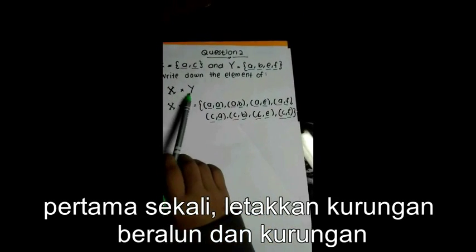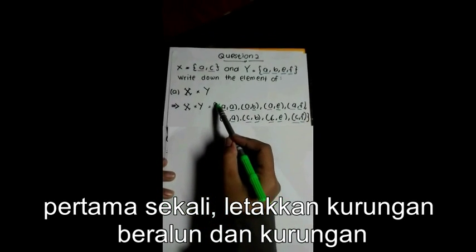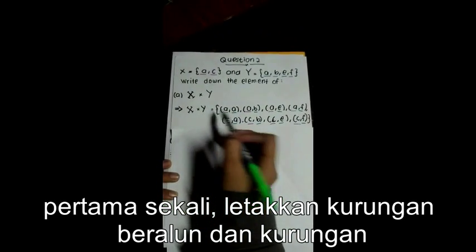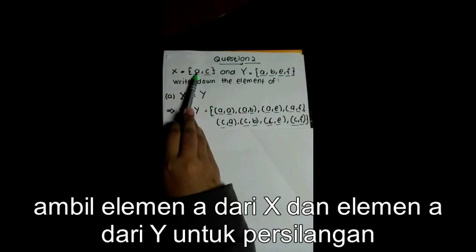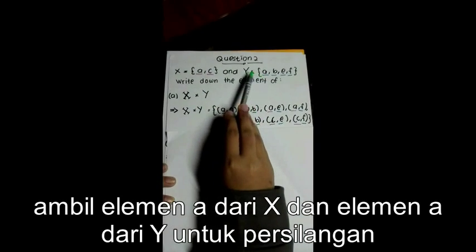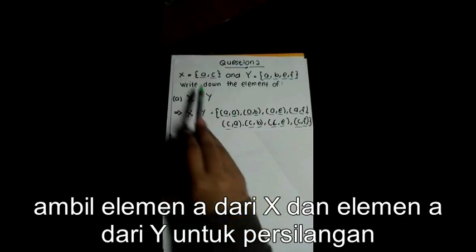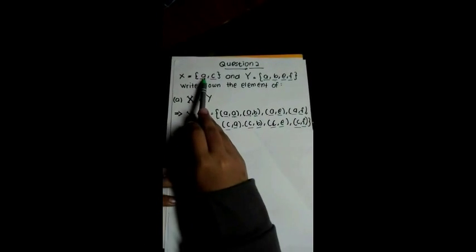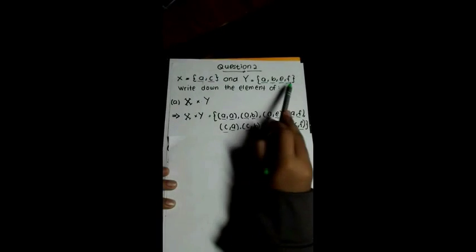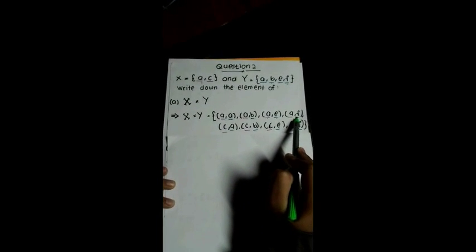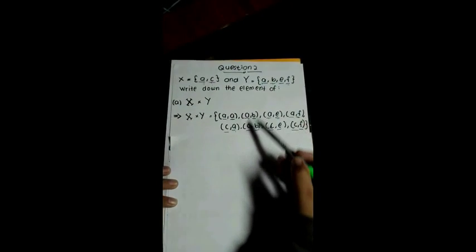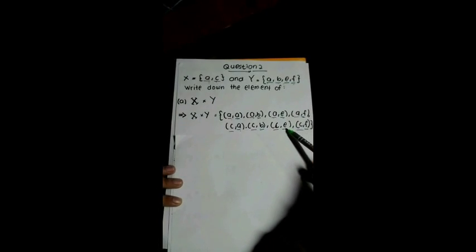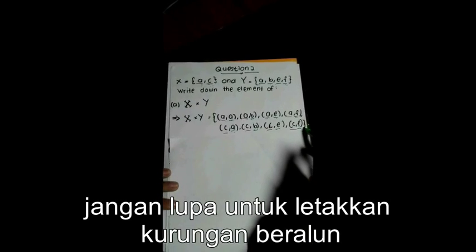Okay. For X cross Y, we first put the curly bracket and bracket. First we take the A for element X and A for element Y. A, then AB, then AE, AF. Then take the element C, CA, CB, CE, and CF. Don't forget to put the curly bracket.